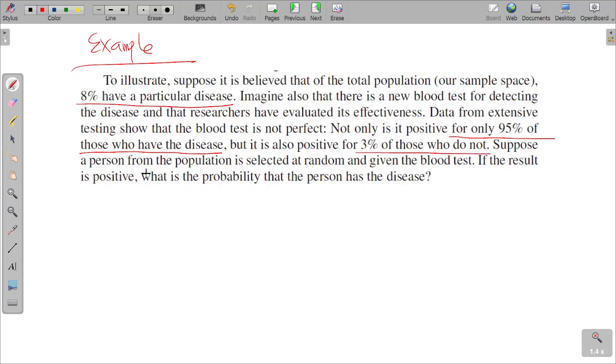Suppose a person from the population is selected at random and given the blood test. If the result is positive, what is the probability that the person has the disease?